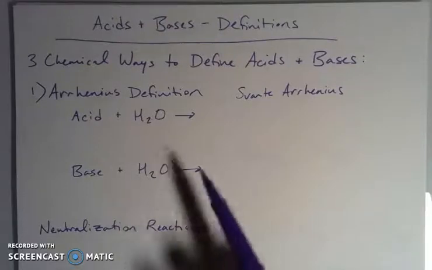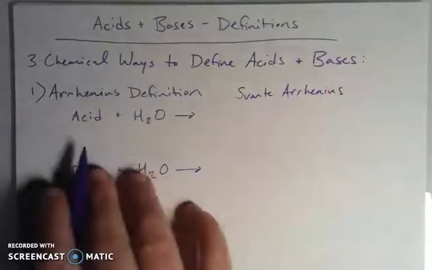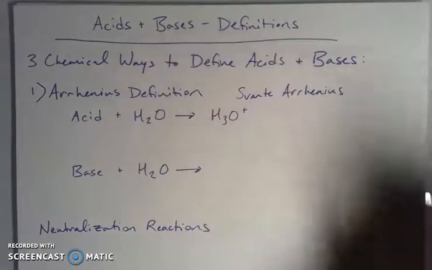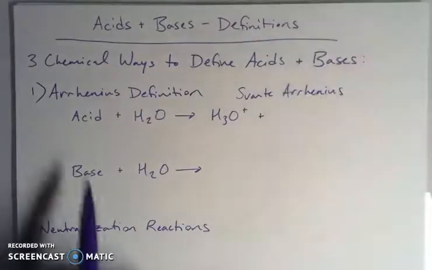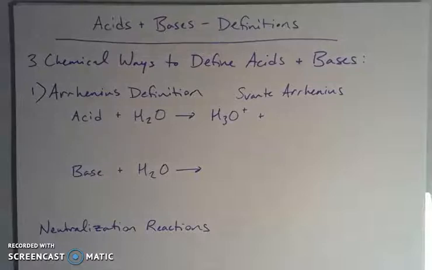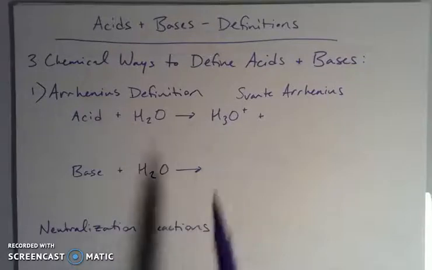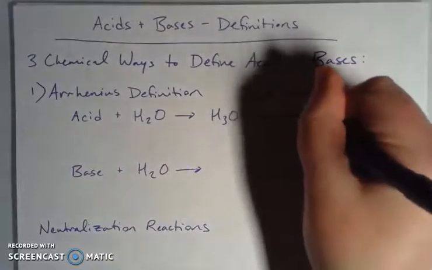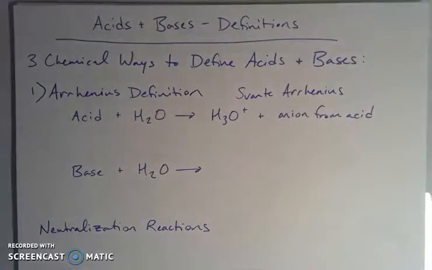What happens when we say that an acid dissolves in water? The key defining feature is when an acid reacts with water, it forms what is called the hydronium ion, or H3O+, and then whatever is left over. So the hydrogen from my acid gloms onto the water molecule, giving me hydronium, and the other thing that's left over when you get rid of all the hydrogen is the anion from the acid. And of course, anions are the negatively charged things.